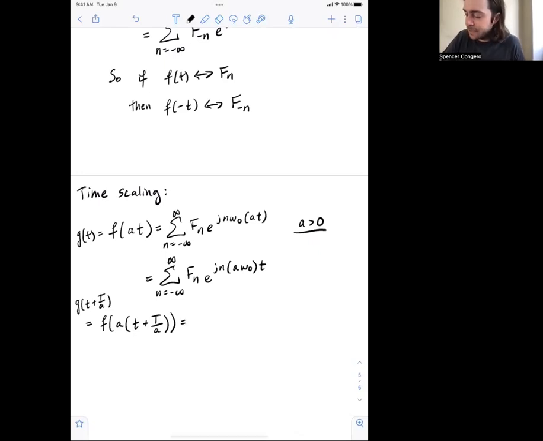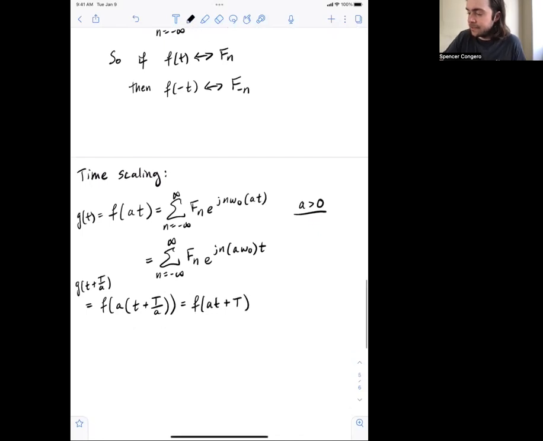Right, and now when I multiply this through, I'm going to get f of at plus a times T over a, which is just big T. But now we know that that equals f of at, which is just g of t. And this is because f of t has period T. So when I shift f by that amount T, I get back the same function I had before.